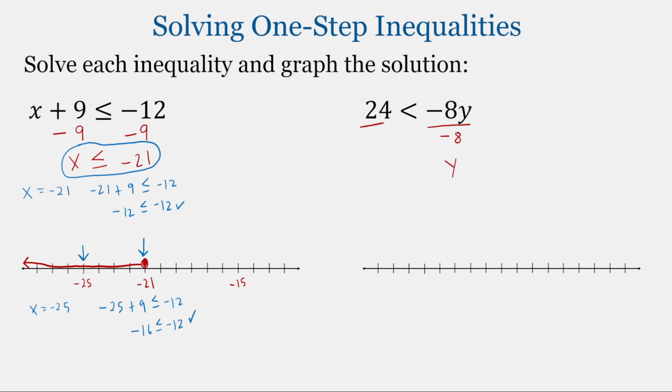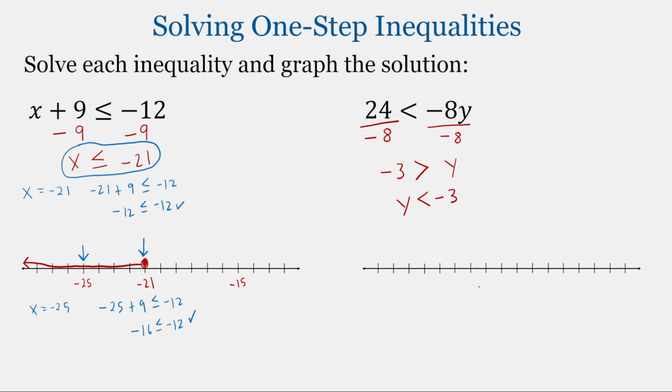Again, what we do to one side, we have to do to the other to keep the inequality balanced. So we'll divide the left side by negative 8 as well. This is negative 3. And when we divide by a negative, we have to switch the direction of the inequality. Next, I'm going to rewrite this inequality with the variable on the left side. So we have y less than negative 3.